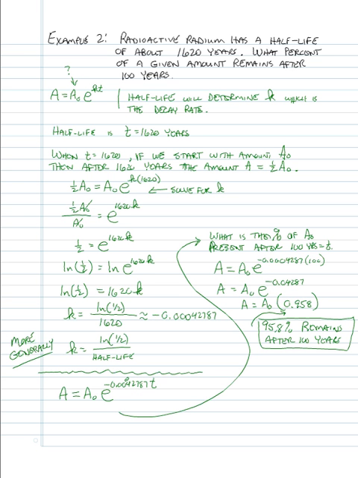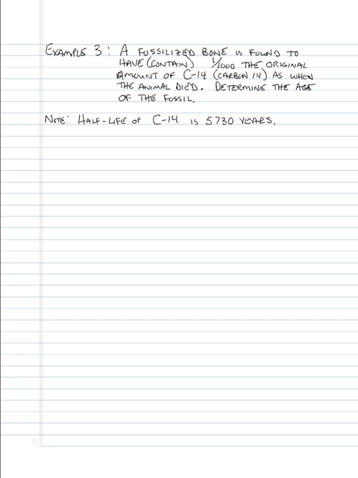Okay, on the next page, I'd like to continue this talk about radioactive decay and how it's used in dating fossils, and that's called carbon dating. So we'll do that on the next page. And you can see this problem. A fossilized bone is found, and it's found to contain only 1/1000th of the original amount of carbon-14 as when the animal died. Determine the age of the fossil.